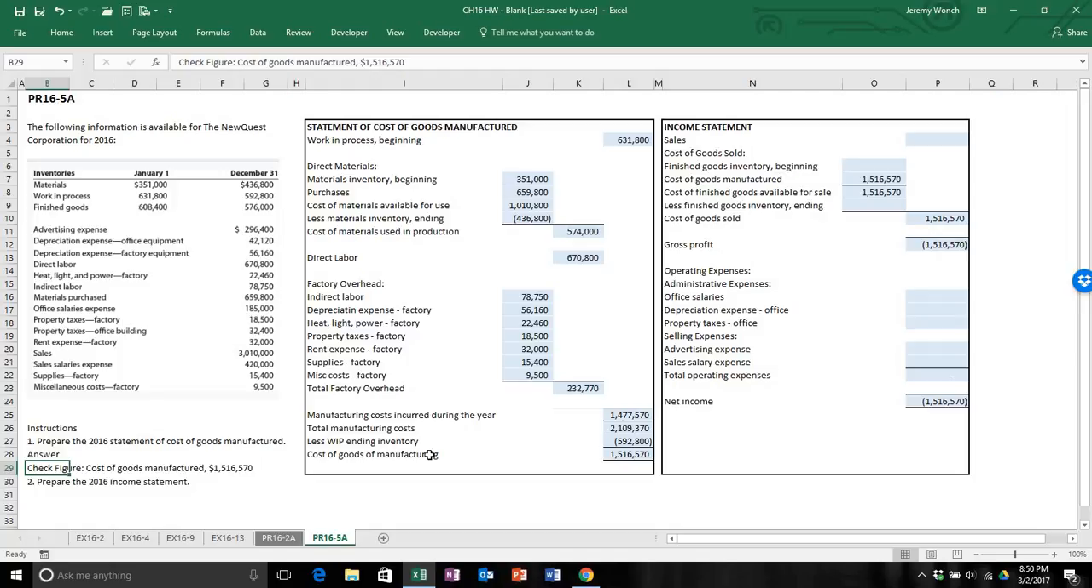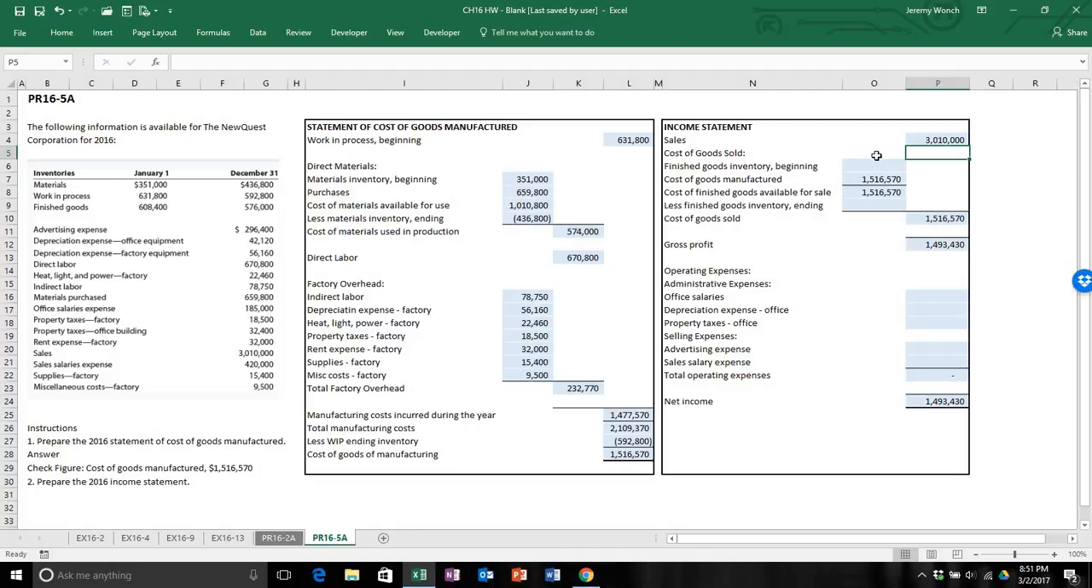So now what it's asking us to do is put together an income statement. When we used this information over here, basically everything that related to the factory went into our cost of goods manufactured. Now stuff that's related to the office and not related to the factory is going to go into our income statement. If we just start at the top, we have our sales, and sales are 3,010,000.